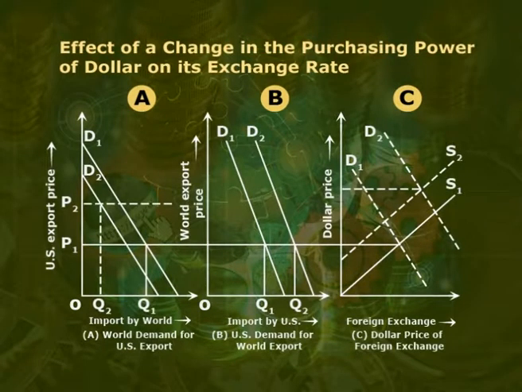Note that while American imports have increased by Q1Q2 in B, American exports have decreased even more, namely by Q2Q1 in A. In other words, the US has a larger import surplus, and an export surplus from the standpoint of others. This excess of imports over exports is reflected in the upward shift of the demand curve in C, that is, in the rise of American demand for foreign exchange.